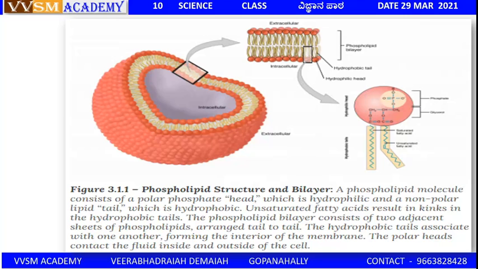Unsaturated fatty acids result in kinks in the hydrophobic tails. The phospholipid bilayer consists of two adjacent sheets of phospholipids arranged tail to tail. The hydrophobic tails associate with one another, forming the interior of the membrane. The polar heads contact the fluid inside and outside of the cell. This is the double layer, how they are attached here, the tail to tail arrangement, that is called phospholipid bilayer.